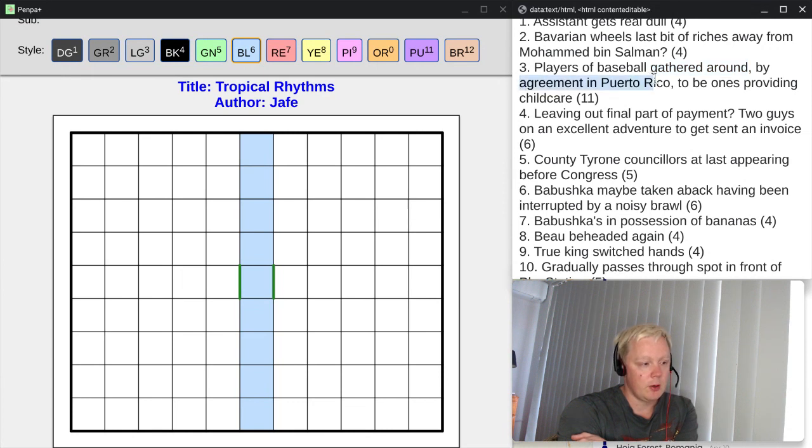Agreement in Puerto Rico. Now Puerto Rico is Spanish speaking, so if you agree with someone in Spanish you would say sí. So this could be sí. And to be can be a wordplay to definition connector. So you do wordplay like this, and that is the definition, or it could be the other way around. Definition and then the wordplay would be here.